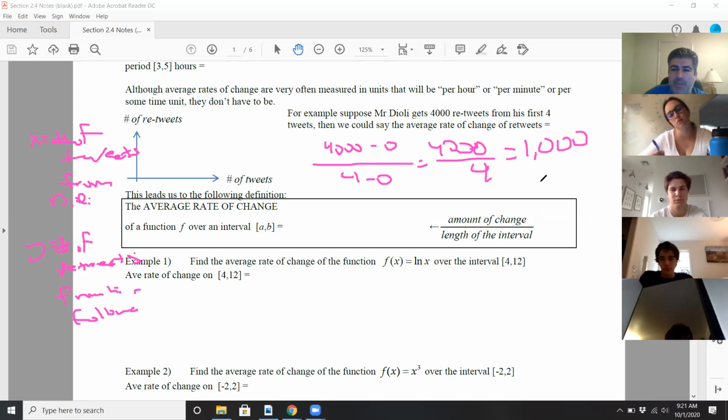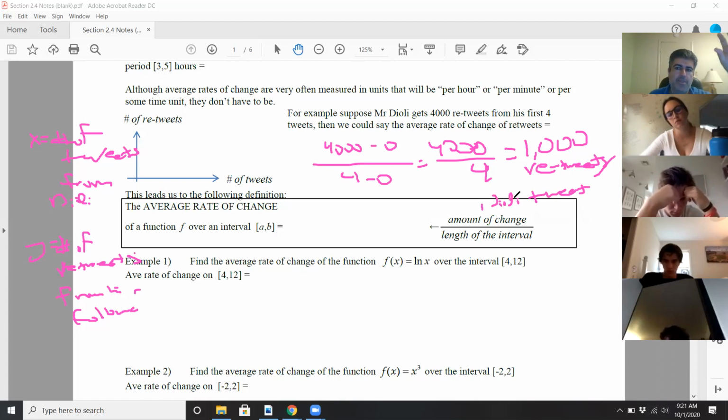So 1,000 retweets per tweet, or per Dioli tweet, we'll call it that. So you don't always have to be dividing by time, just so you know. It's a rate of change. When you're comparing 2 quantities and you just want to see how much something changes per something else. Per means division, right?